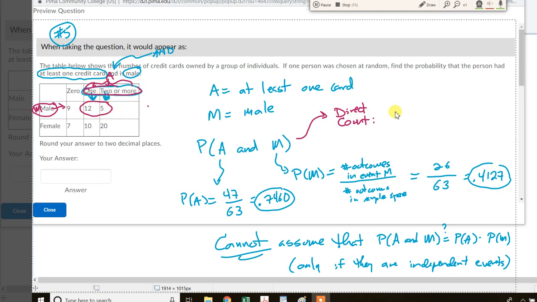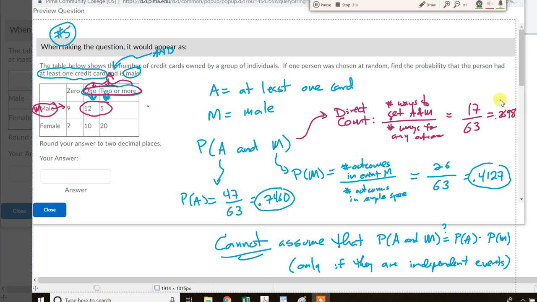So the direct count would be number of outcomes to get A and M at the same time. That's an and, sorry about that. Divided by number of ways to get any outcome. In other words, this whole sample space. And we saw that that's going to be 17, and there's 63 in the whole sample space. So if I divide 17 by 63, what do I get? So 17 over 63 is 0.2698.